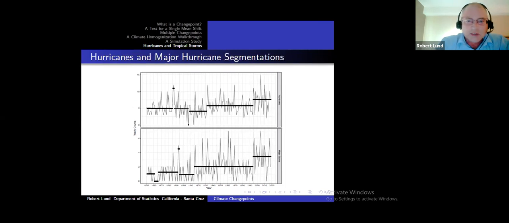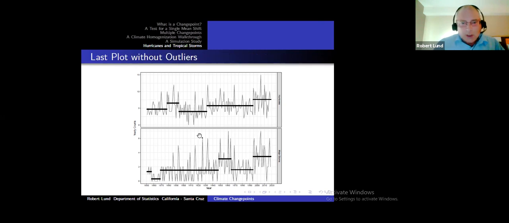Let's do this analysis and look at not only the total tropical cyclones, which includes all tropical cyclones, hurricanes, and major hurricanes, but let's just look at hurricanes and major hurricanes. You see sort of the same thing. Both at 1995, we have a change point up. I will redo the plots, imposing a minimum segment length of 5 years.